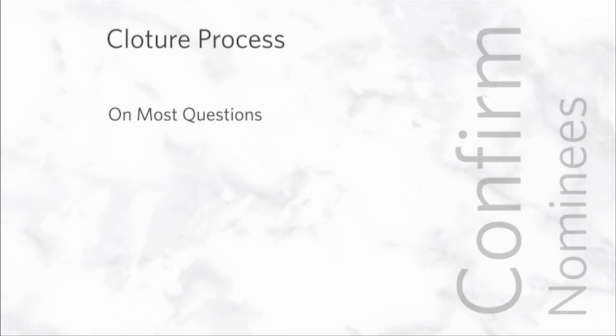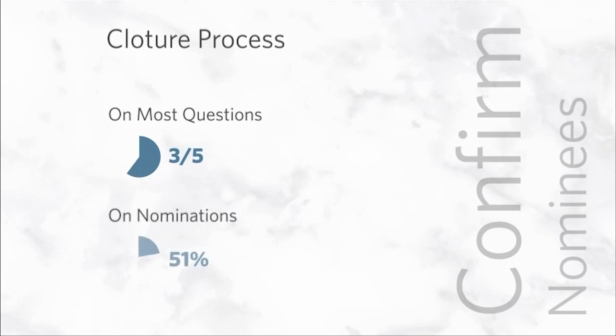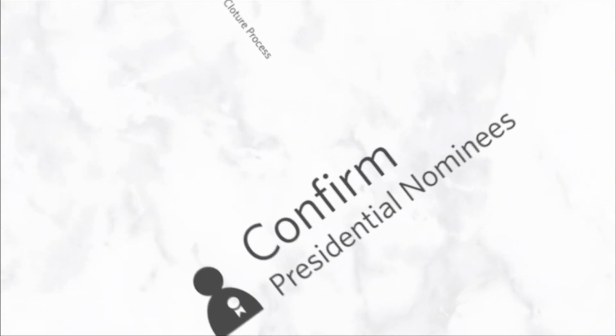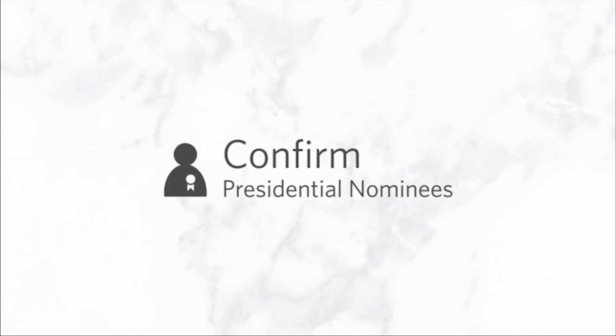a nominee. Invoking cloture on most questions requires a vote of 3/5 of the Senate, but cloture can be invoked on a nomination by a simple majority threshold. Using cloture to reach a vote on a pending nomination, however, may take significant floor time.